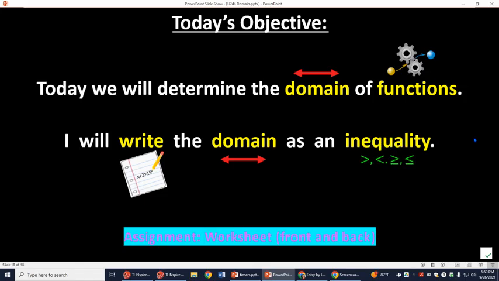Okay, now that you've watched the notes, let's work on our assignment. You're going to complete the front and the back, and you want to make sure that you have it ready to go to turn in on Monday. If you finish it today in class, you are more than welcome to turn it in today.